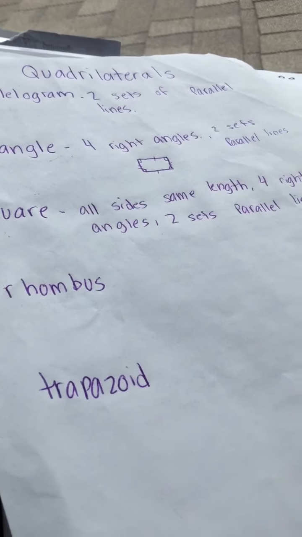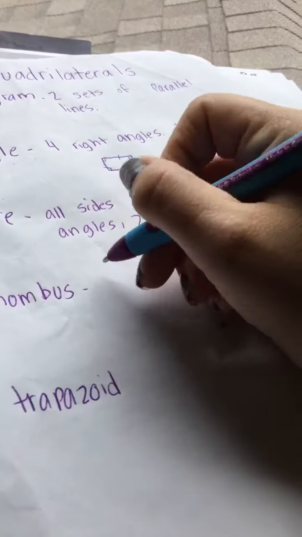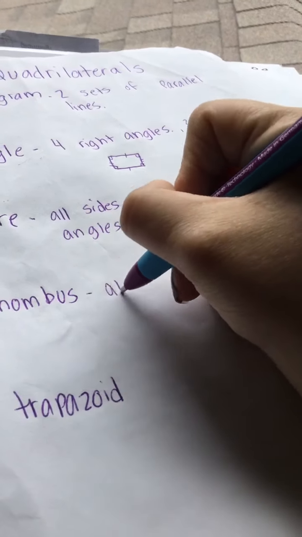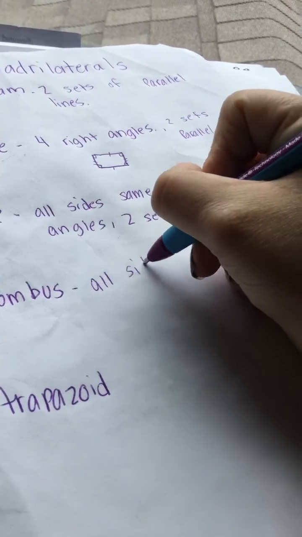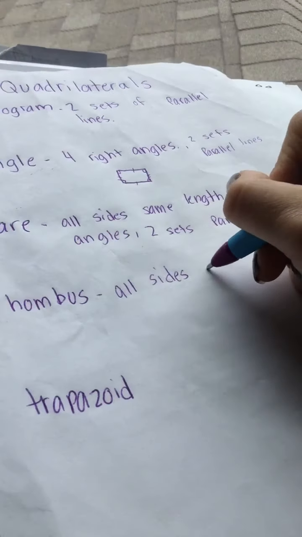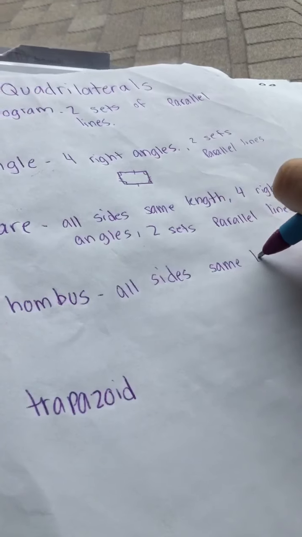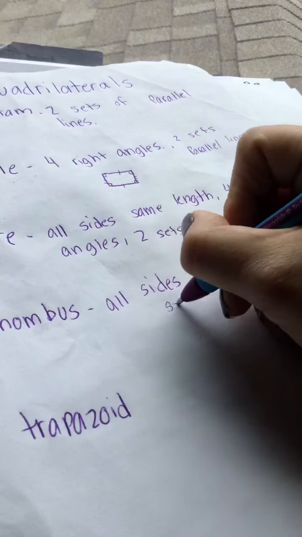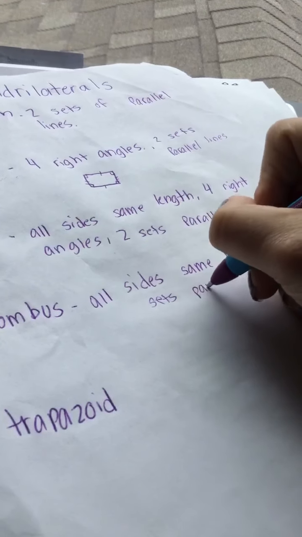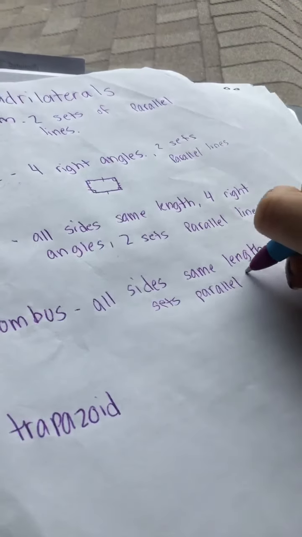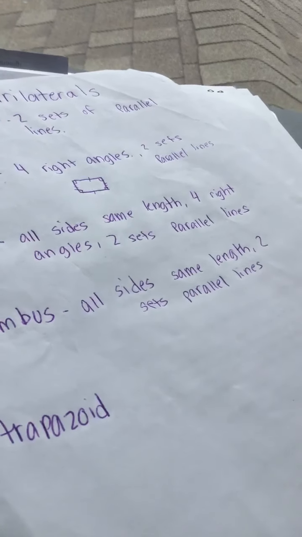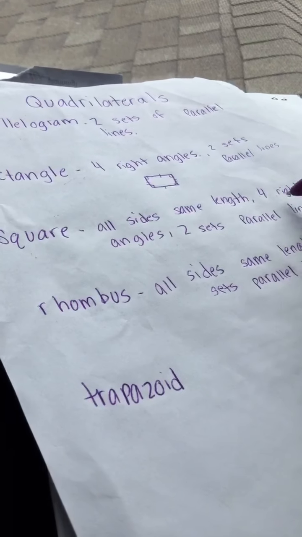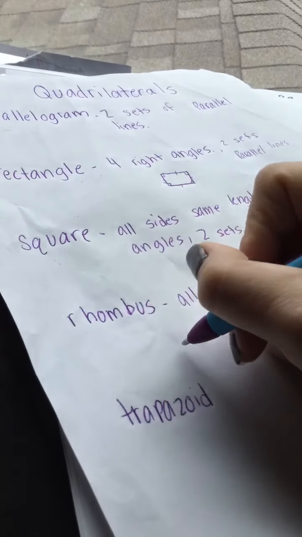The next one we're going to look at is a rhombus. So a rhombus is like a square, but it's a little bit different. So a rhombus has all sides the same length, and it has two sets of parallel lines. Now you're thinking, well, isn't that a square? What makes it different is they don't have the right angles. Squares have right angles, rhombuses don't.